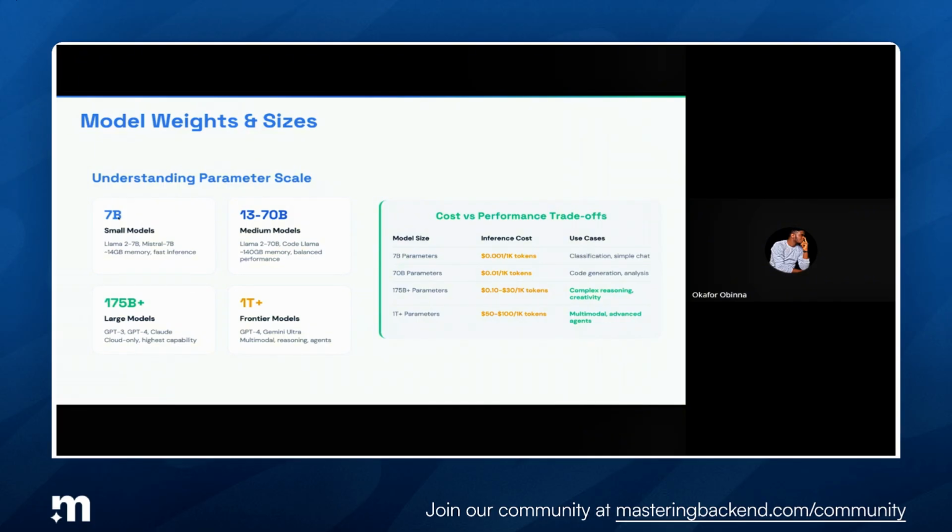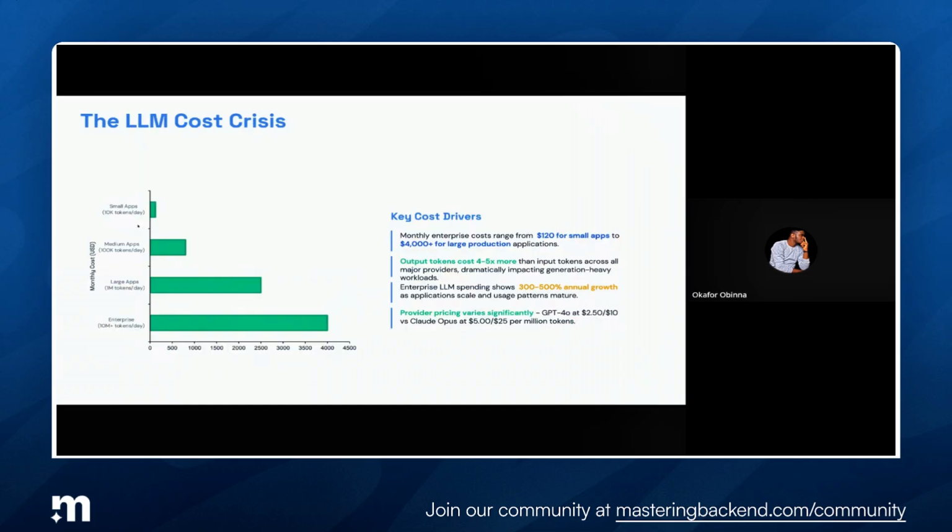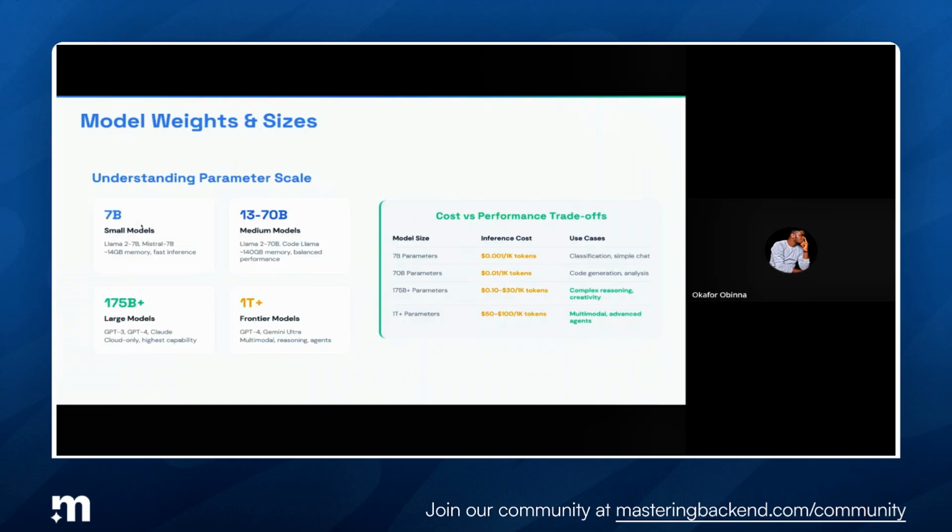So imagine running 7 billion. What's the size of RAM that you have in your system? It's just going to clog your system, and your system will feel super slow. So there's no point running these kinds of models on your system, except you have a very good GPU that is very powerful.